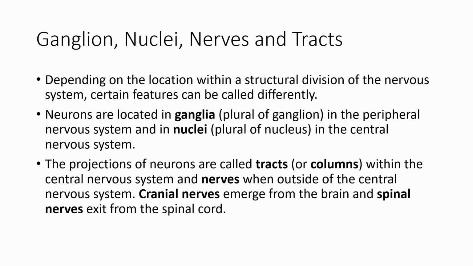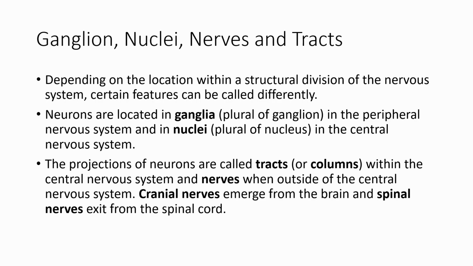So speaking of ganglia, let's talk about them. The ganglia, the nuclei, the nerves, and the tracts. Like I mentioned before, depending on where we find something, it can have a different name simply because of its location. When we're talking about the neurons, those cell bodies are located in the ganglia in the peripheral nervous system, but in the nuclei in the central nervous system. Same thing, different names for different locations.